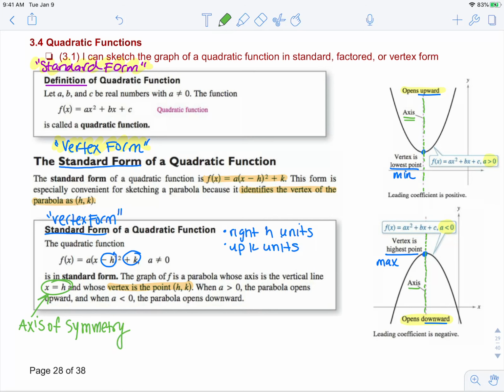So this page was a lot of new vocabulary. Let's get into some problems together now.